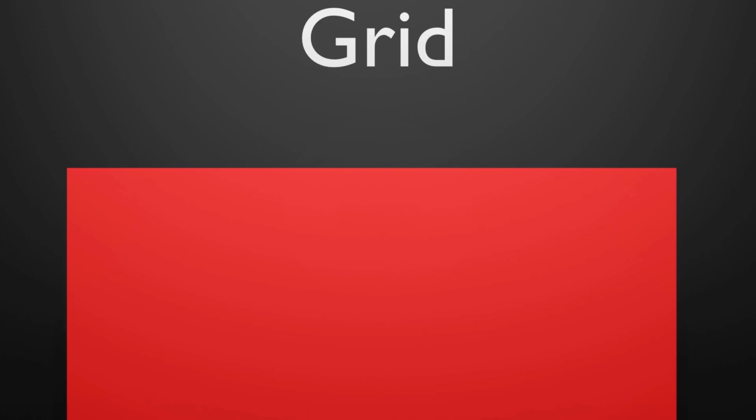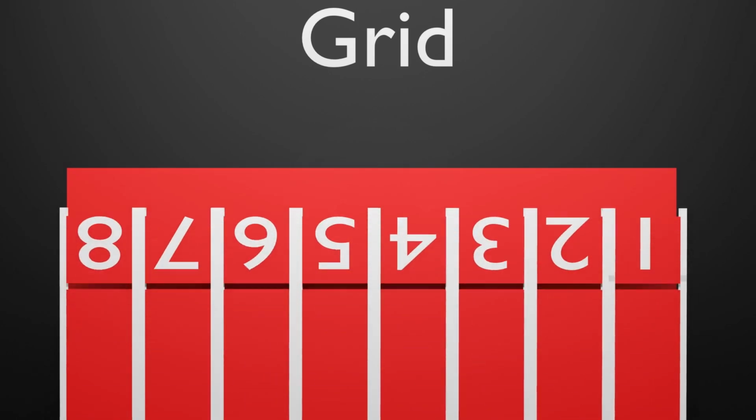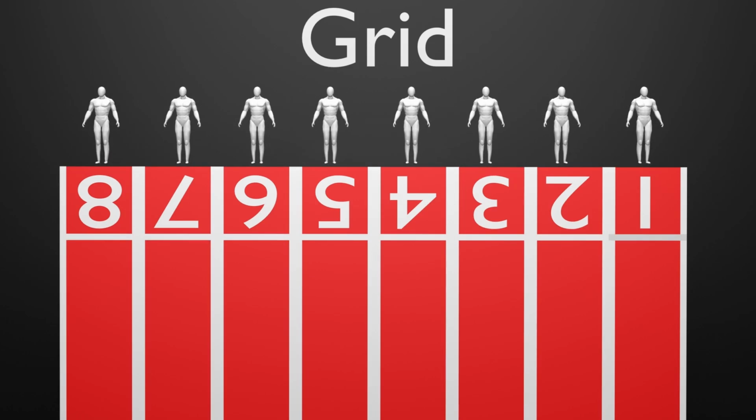Think of it like a running track with no lane lines, just empty red surface. When we add display grid, the structure appears, like lane lines painted on a track. The track creates the structure. The lanes exist before the athletes step in. That's what grid does. It creates the structure, then items fill in. Grid template columns define how many columns and how wide.